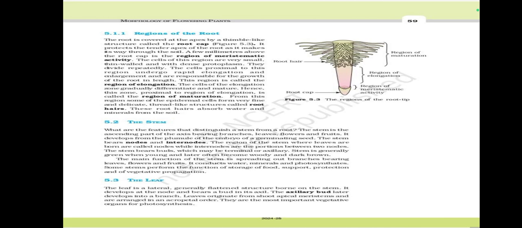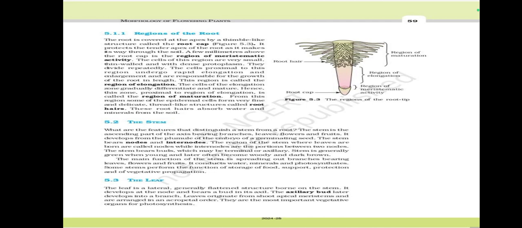Hence, the zone proximal to the region of elongation is called the region of maturation. From this region, some of the epidermal cells form very fine and delicate thread-like structures called root hairs. These root hairs absorb water and minerals from the soil. The stem.